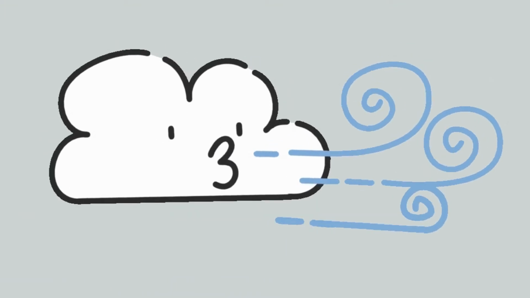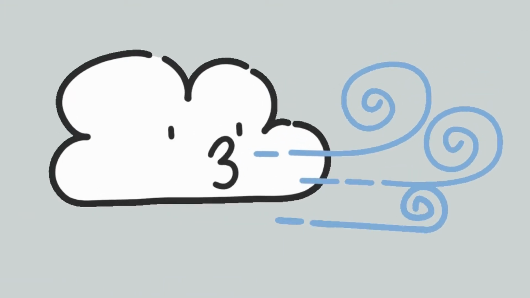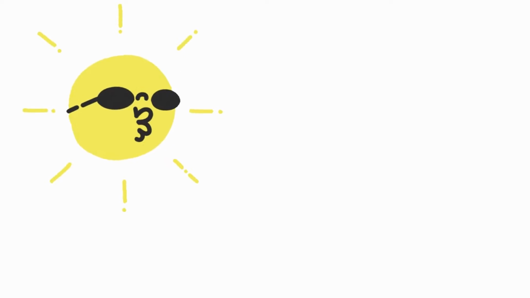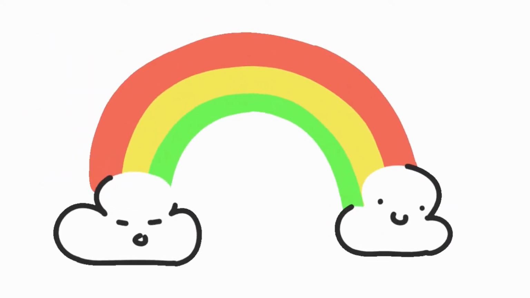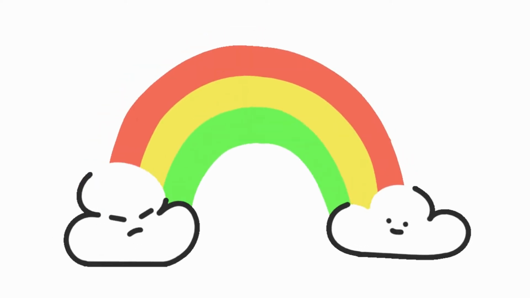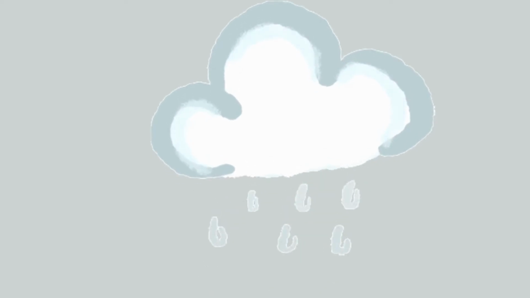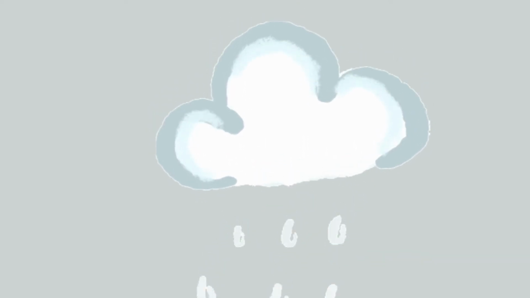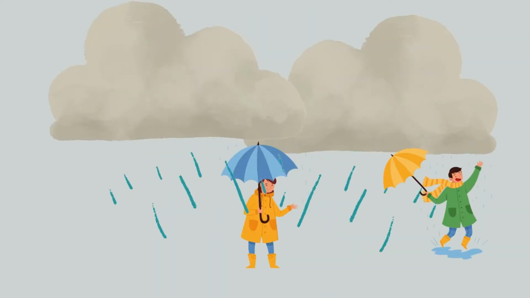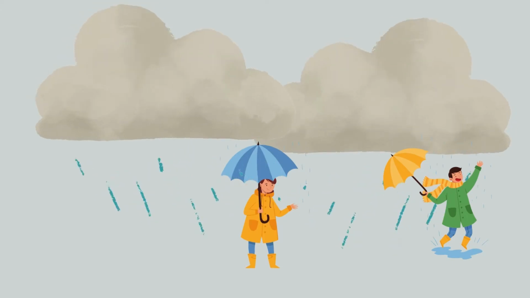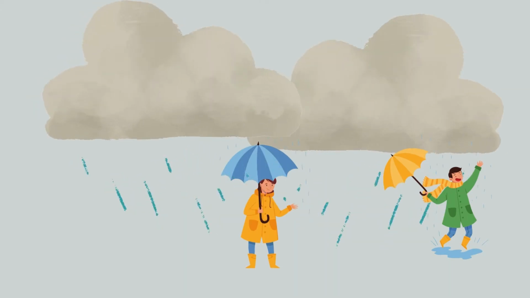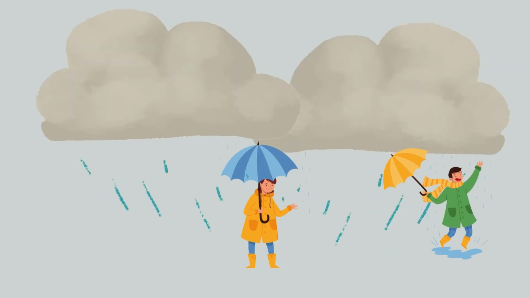What's the weather like? What's the weather like today? Is it sunny? Is it rainy? Is it windy? Is it cloudy? What's the weather like today? Is it sunny? Is it rainy? Is it windy? Is it cloudy? What's the weather like today?